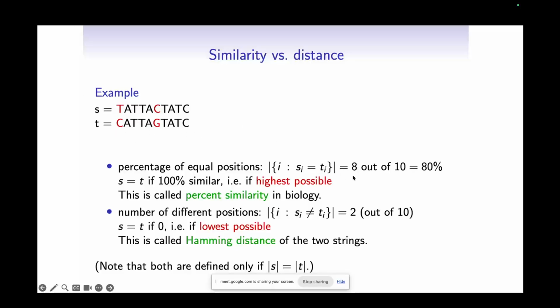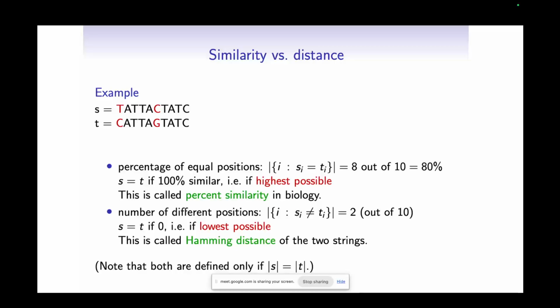So it is basically 8 out of 10 residues that are matching, which is 80%, right? And the other possible parameter that we can use to describe this is the distance. So one such distance is the Hamming distance, right? The Hamming distance is basically the number of different positions divided by the total aligned length of the sequence, right?